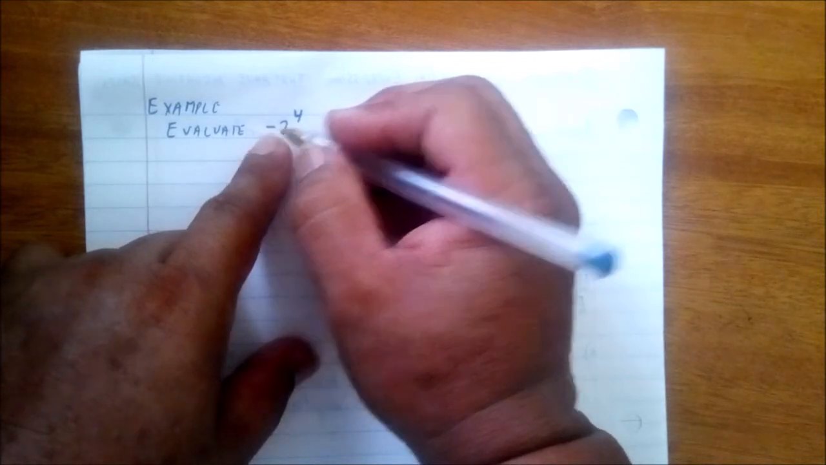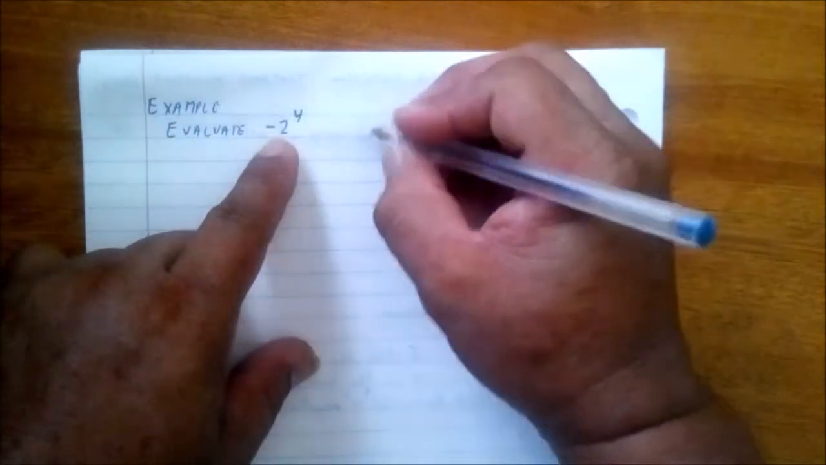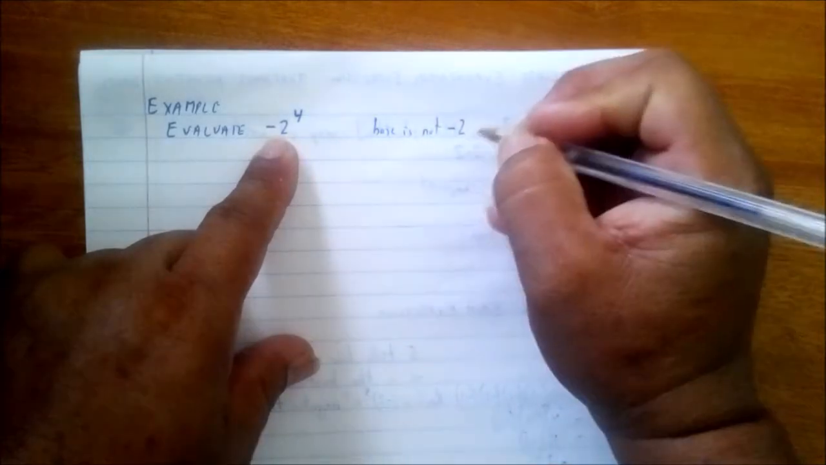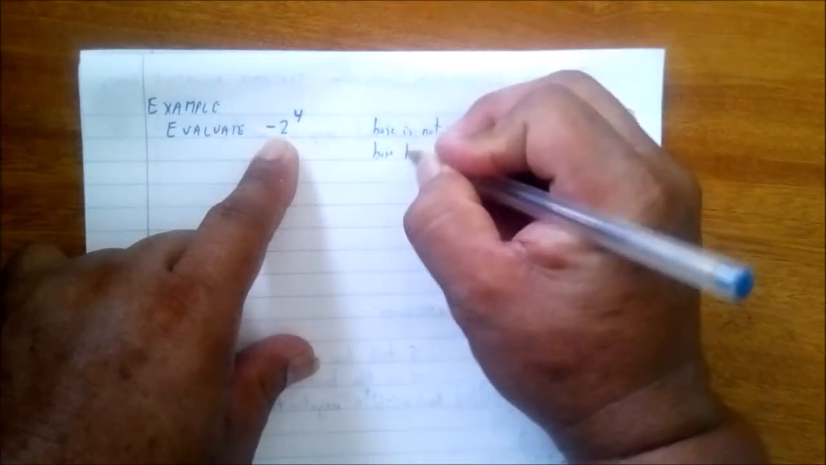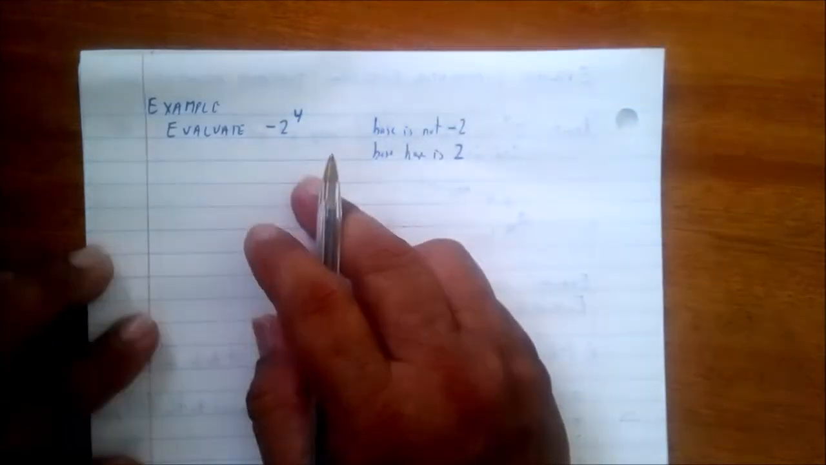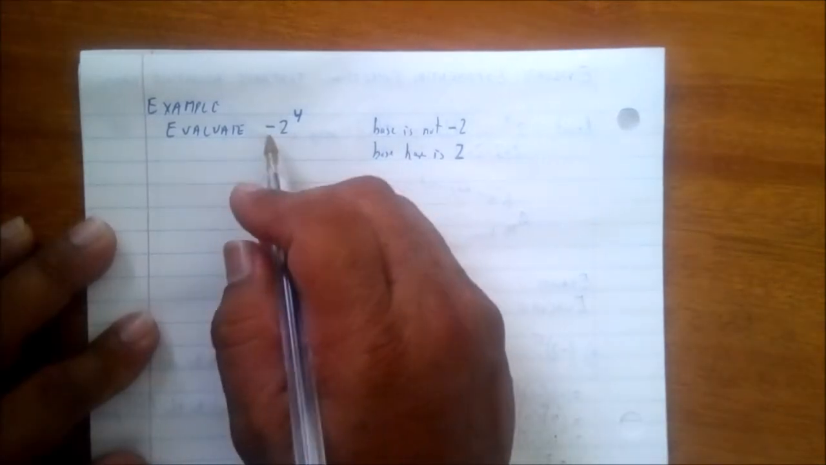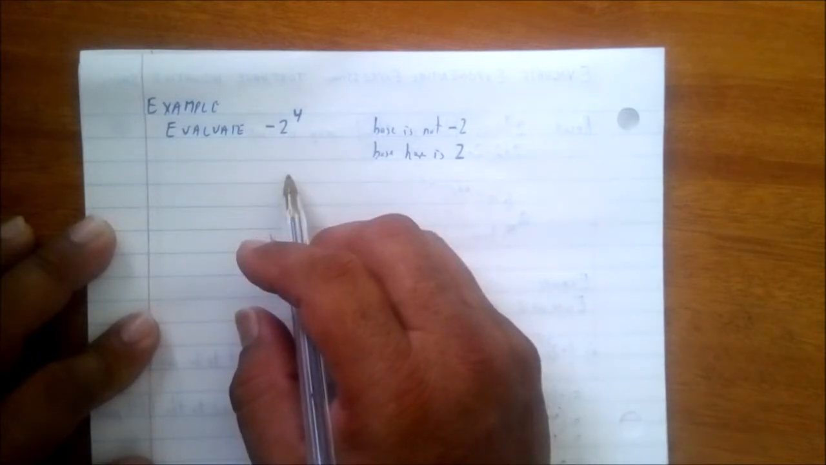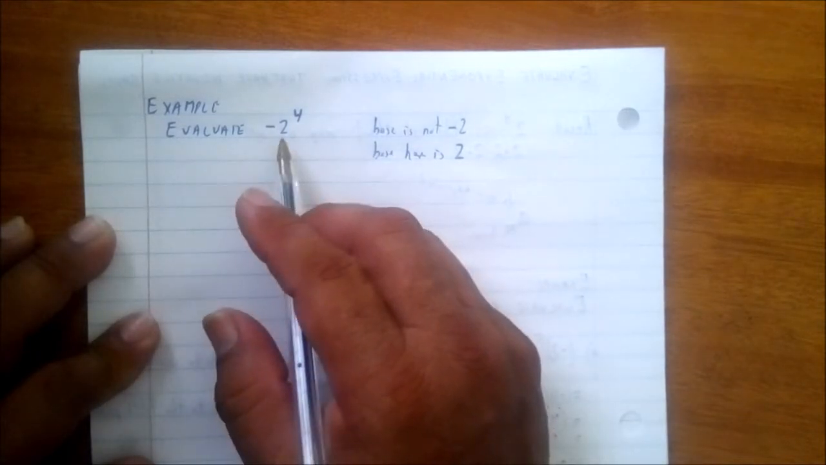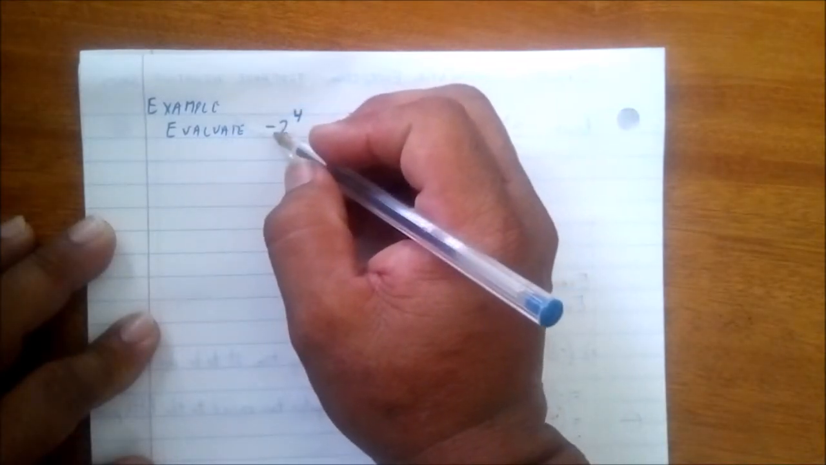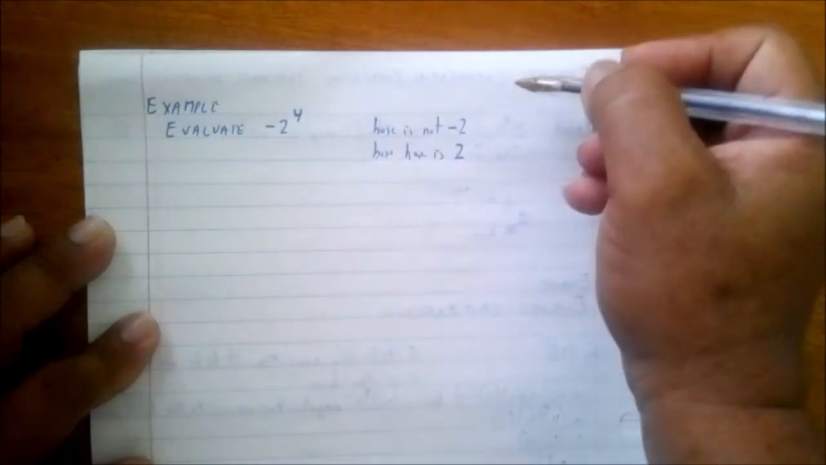We must be careful when identifying the base here. It is 2 and not negative 2. So here the base is not negative 2. The base here is 2. Key point there. In this case the base is not negative 2, it is just 2. Since there are no parentheses around the negative 2, then the base is 2. Right? If this had parentheses, then the negative 2 would have been the base.